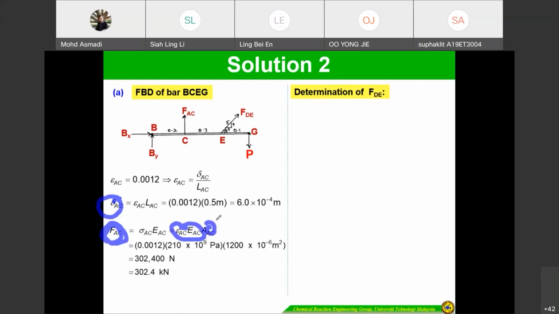Because sigma is equal to epsilon E. Okay, L. So just substitute, you can get 302.4 kilonewton. Okay, this one. And then you have to determine FDE. This is also unknown. This is important. So how to determine FDE?